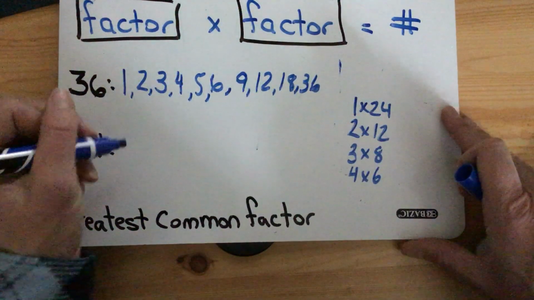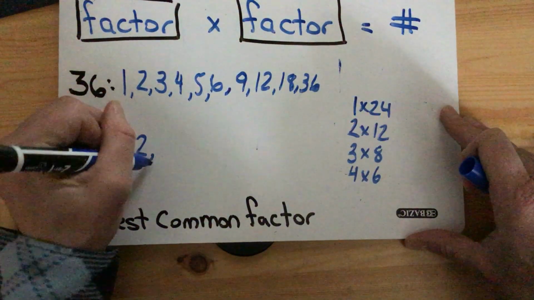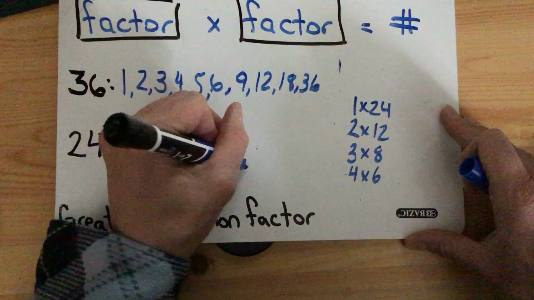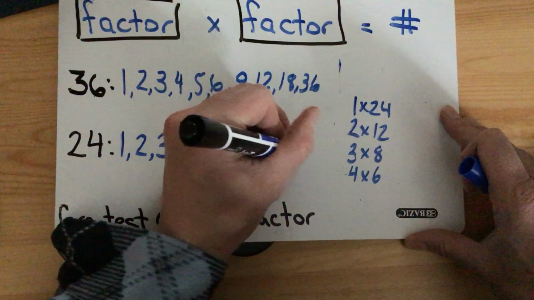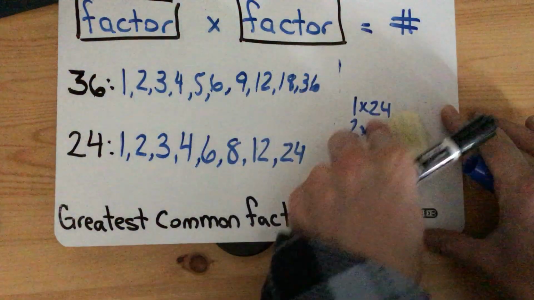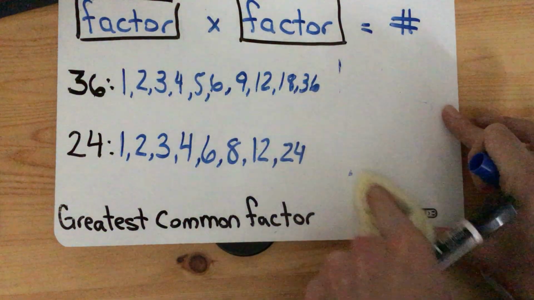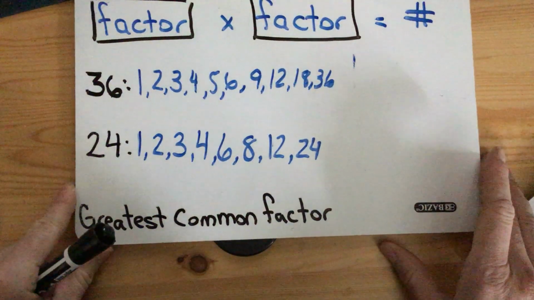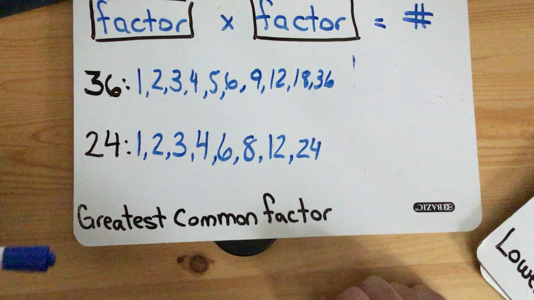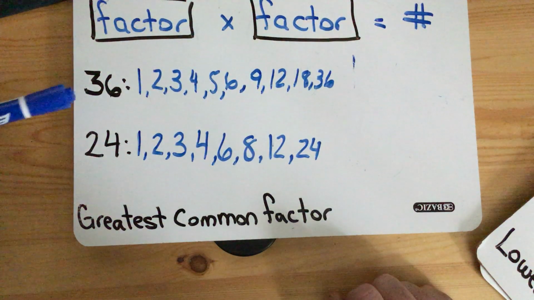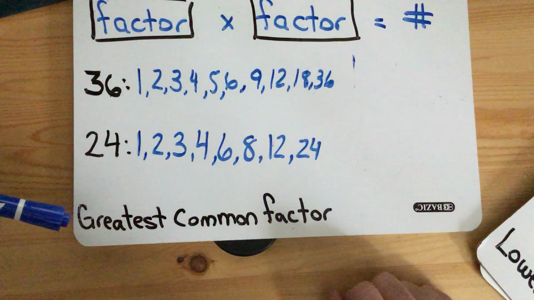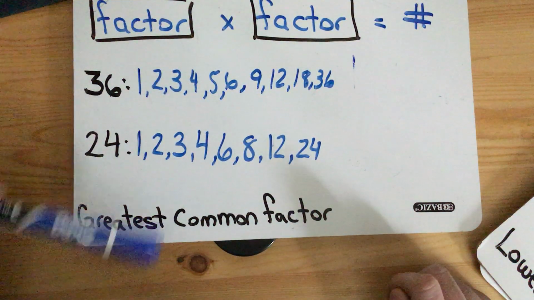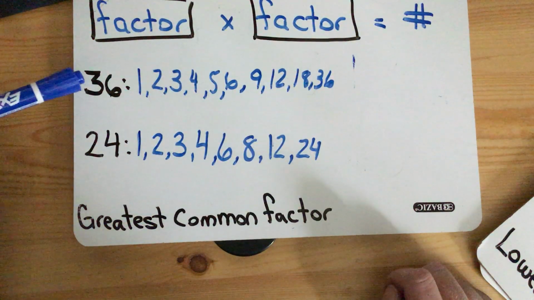And then again, I'm just going to write them in order. So 1 can go in, 2 can go in, 3 can go in, 4 can go in, 6, 8, 12, 24. So those are all the factors of 36 and the factors of 24. So you're going to start to see this term at the bottom here, greatest common factor. So question's going to ask you, what is the greatest common factor of 36 and 24? Well, we know the word greatest means the biggest. So what number is common means the same? So what number, the biggest common number that goes into both 36 and 24?